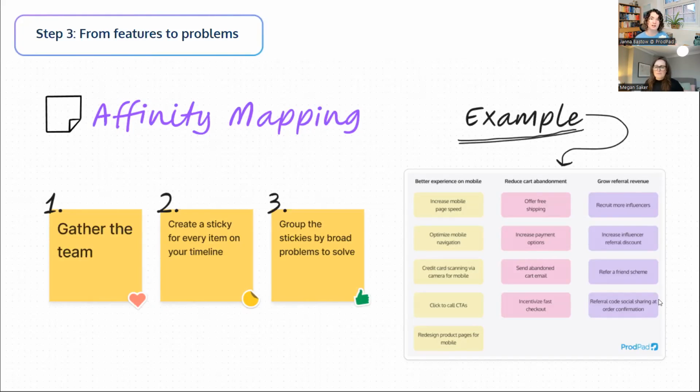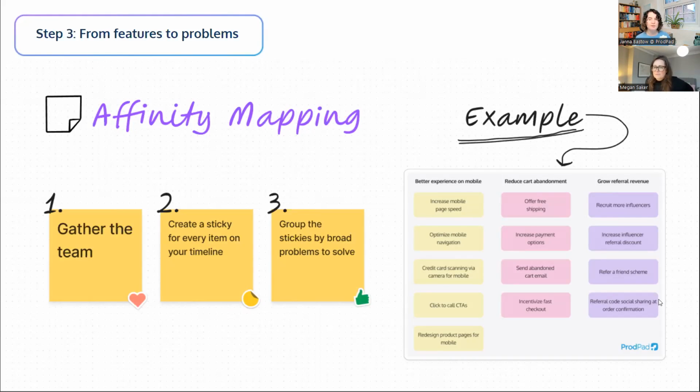We're then going to do an affinity mapping exercise, which is basically just grouping stuff together. You want to get your team, work on this collaboratively, and start grouping these sticky notes by theme. Try to find groups that aren't necessarily around the areas of the product or a particular user persona. Think about grouping them by the problem that they solve, the outcome you're going to get by doing these ideas.